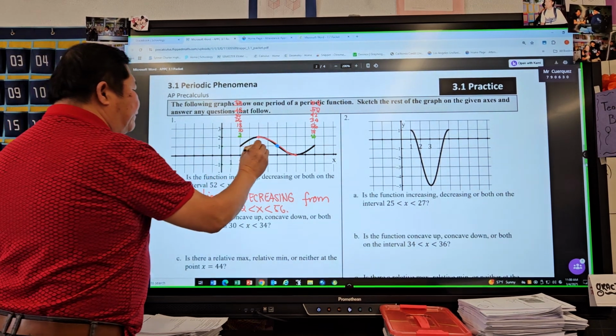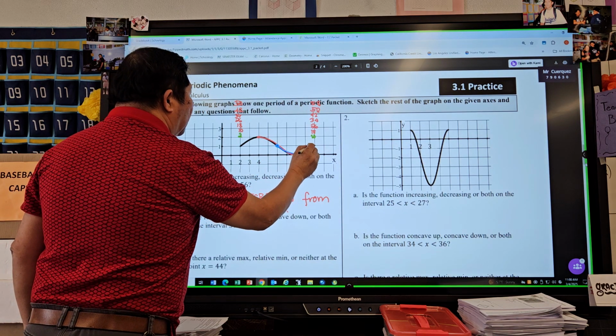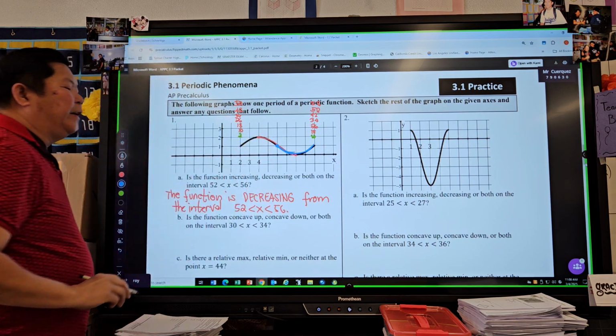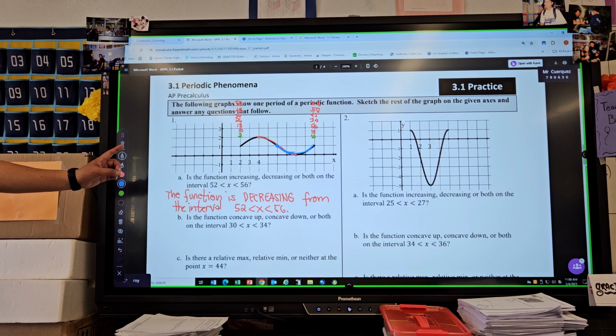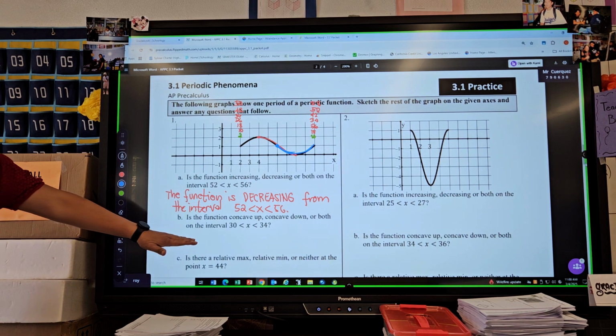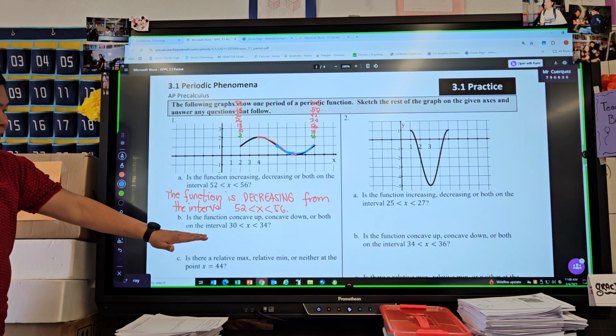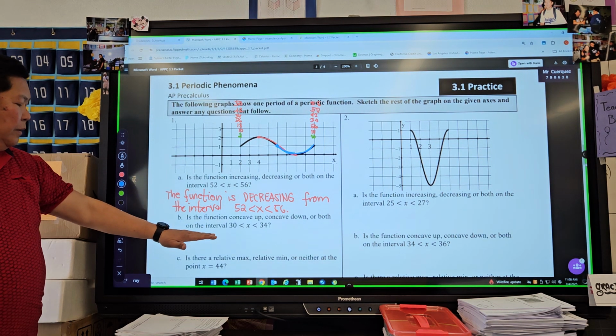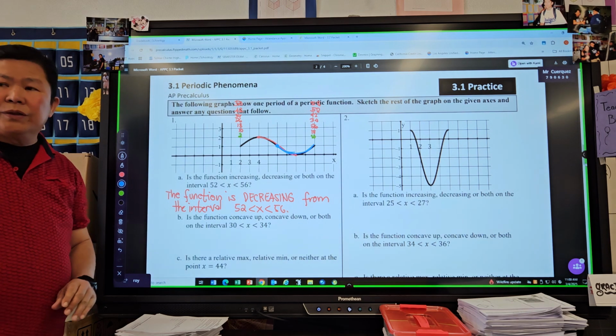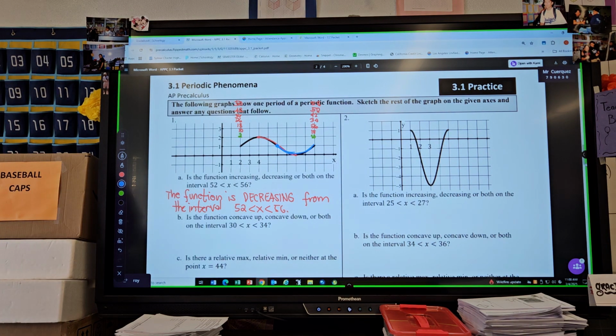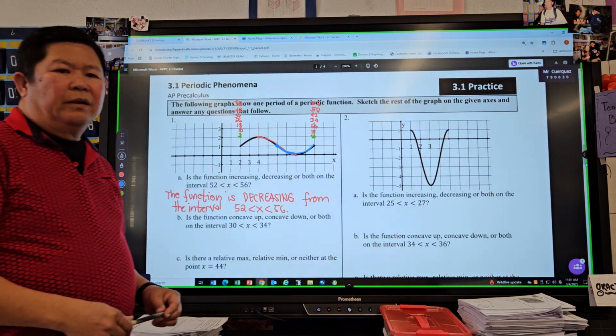Concave up or concave down? Look at the blue color. What is the concavity? What is the concavity, guys, on the blue color? Concave up. So I need you to write down the justification. The function is concave up on the interval 30 to 34. Okay, Giovanni.